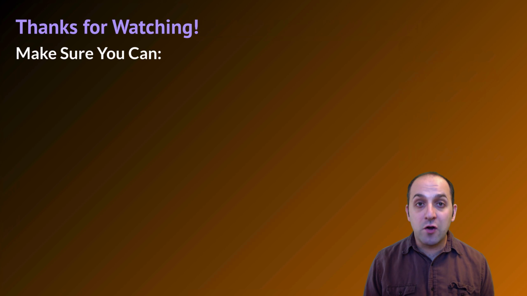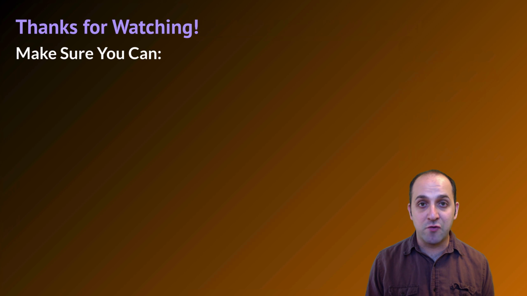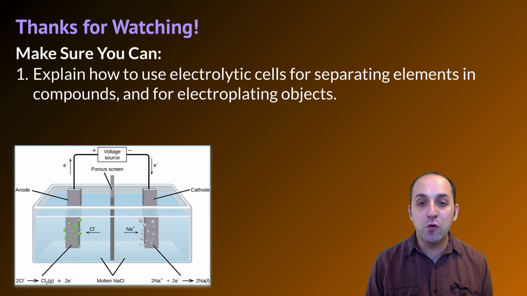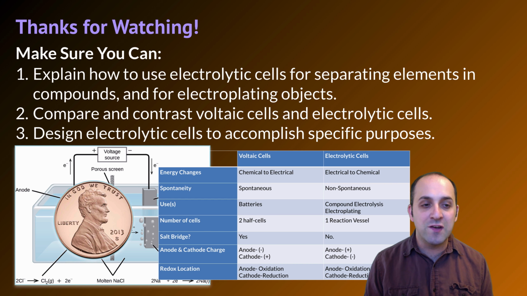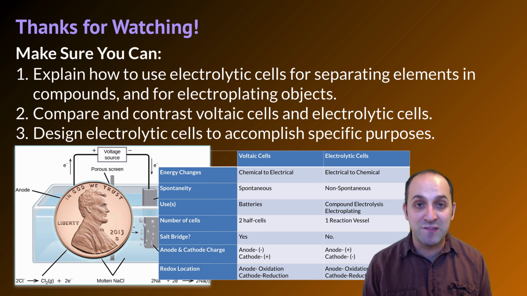Thanks so much for watching our discussion of non-spontaneous electrochemistry. Make sure you can do the following things here at the end. Make sure that you can explain how to use an electrolytic cell for separating elements and compounds and for electroplating objects. Also make sure that you can compare and contrast voltaic cells and electrolytic cells. Finally, make sure that you can design electrolytic cells to accomplish specific purposes.